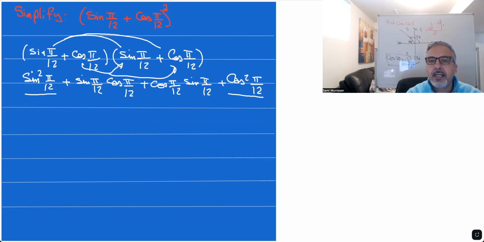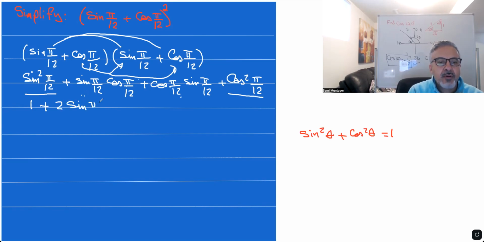Remember the identity: sine squared theta plus cos squared theta equals 1. And therefore, sine squared pi over 12 plus cos squared pi over 12 will give me 1. Plus, these two here are like terms, this one and this one. So that's going to give me 2 sine pi over 12 cos pi over 12.